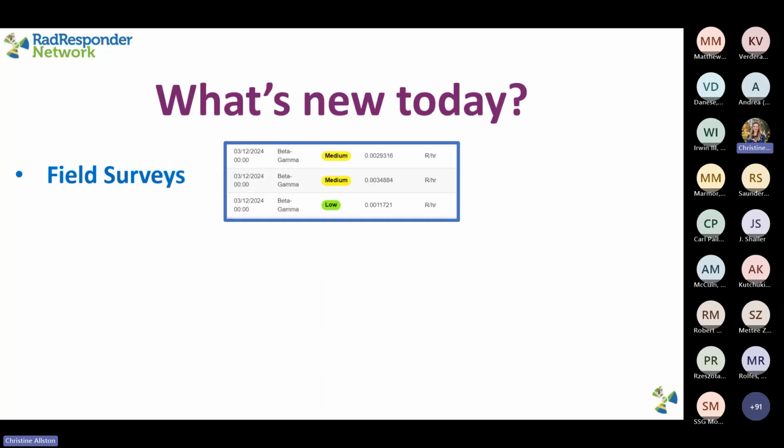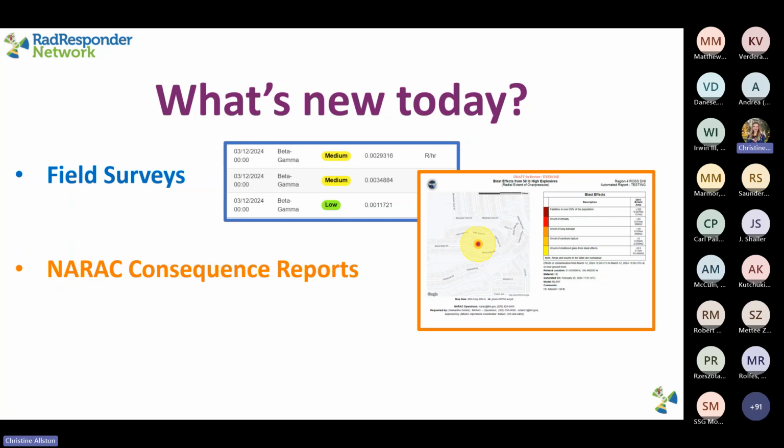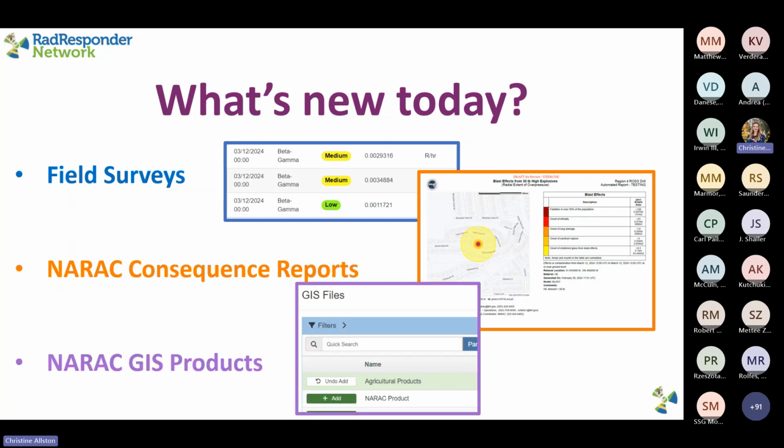So in your events, depending on the number of states involved in the region, there's going to be a variety of different numbers of field surveys for each event, but you all have field surveys. You all have NARAC consequence reports, and you have NARAC GIS products available for you.